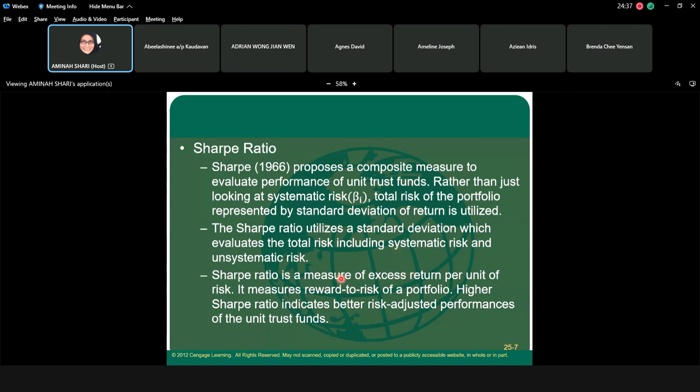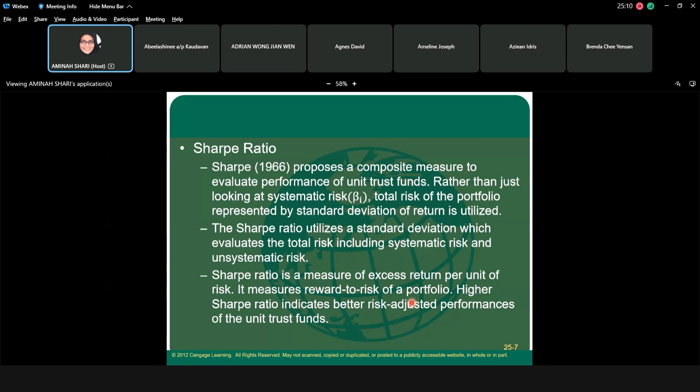It measures the excess return per unit of risk, based on the reward to risk of a portfolio. Usually, if we have three performance measures and we want to know which one provides a better performance measure, we look at the highest one. The highest performance measure, the one that gives the highest value, is considered the good, adjusted performance.